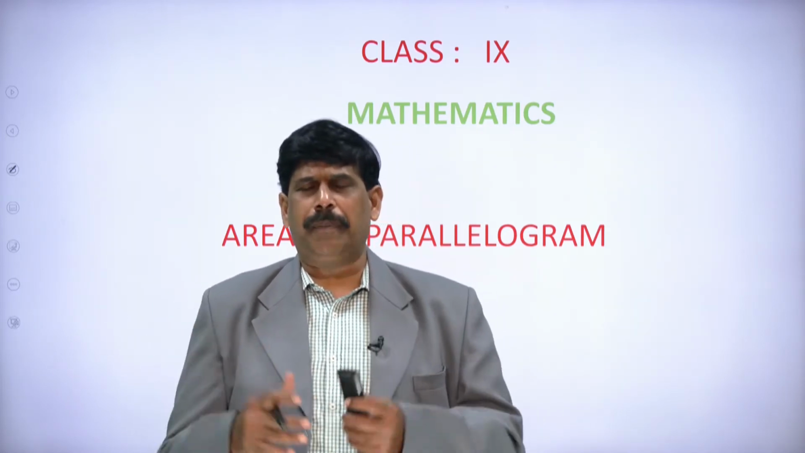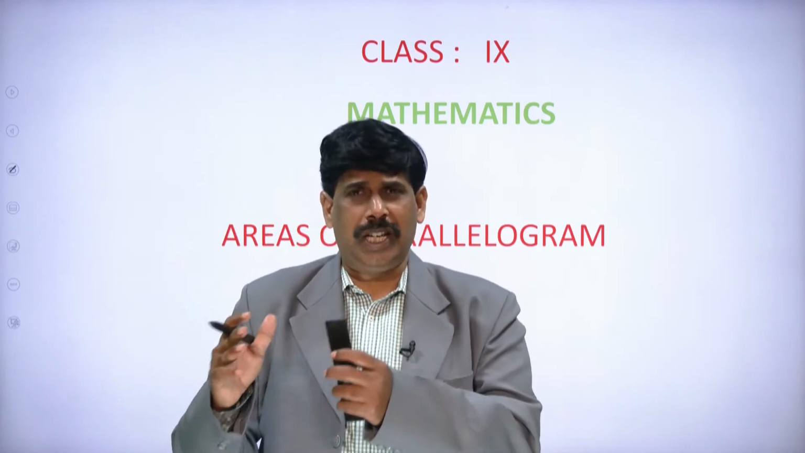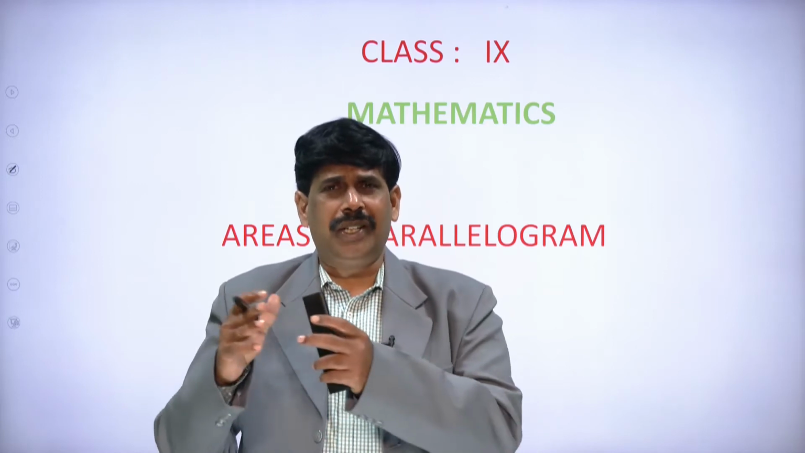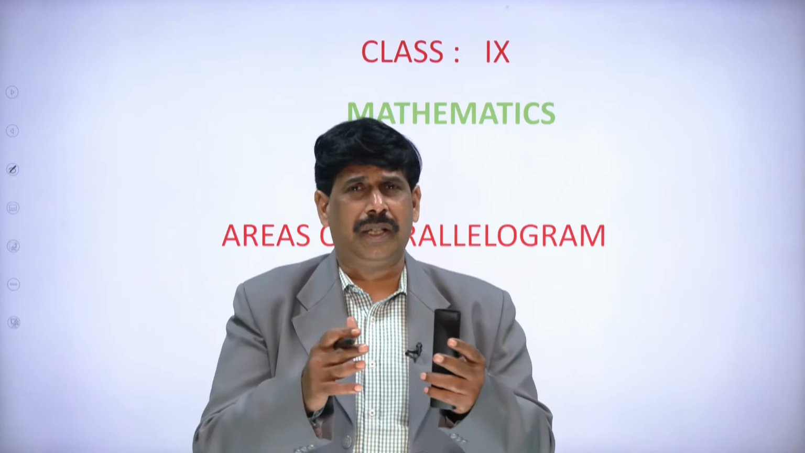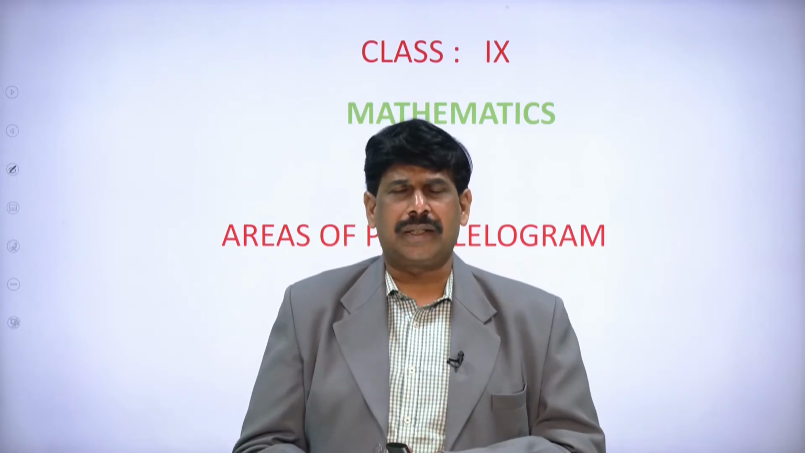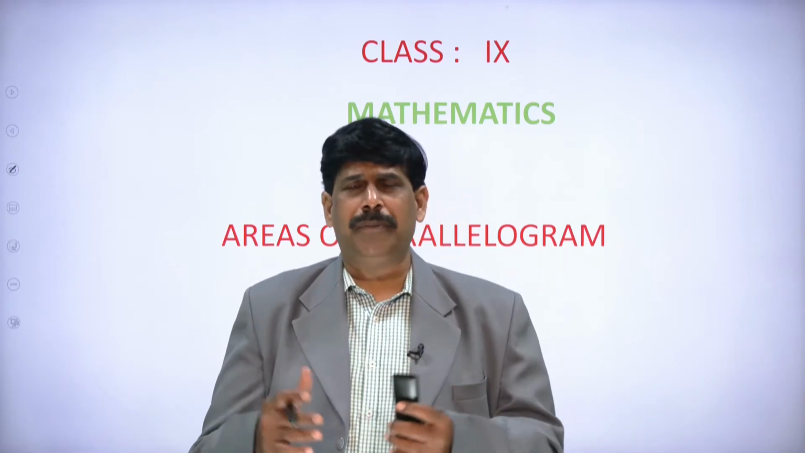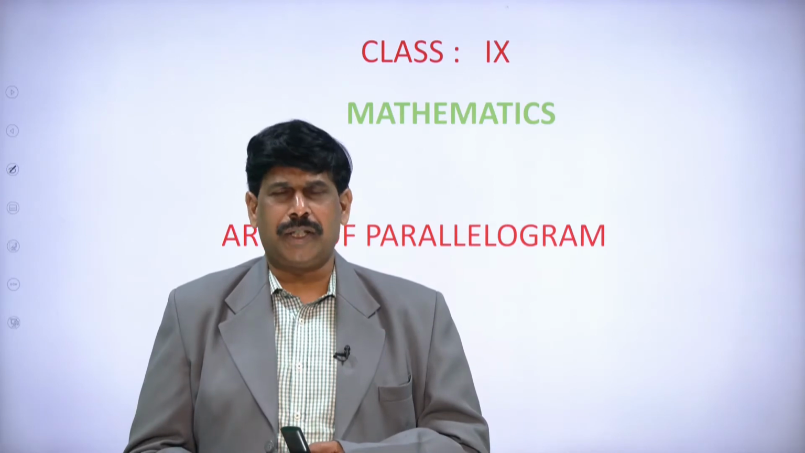Suppose the parallelograms are between the same parallels and on the same base, and even a triangle and a parallelogram, both of them on the same base and between the same parallels. How can we get the areas? We are also going to learn about some important axioms from this chapter. Let's begin the class.